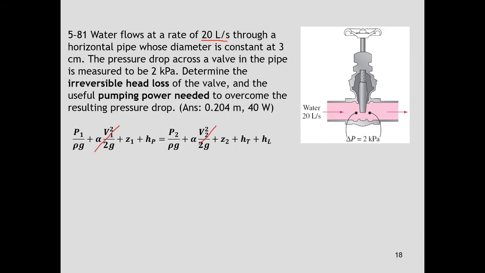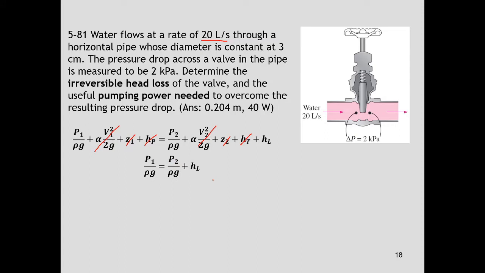Okay, it does not mean that there is no velocity. There is a velocity, but V1 and V2 have the same value. It is a horizontal pipe, so there is no elevation change. Z1 and Z2 are the same, so you can cancel Z1 and Z2. There is no pump, so you can cancel HP. There is no turbine, so you can cancel H turbine.